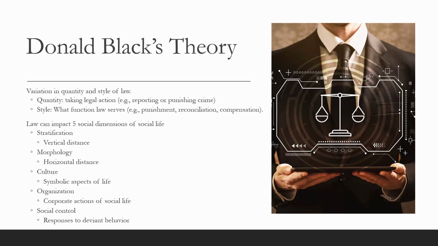A fourth dimension was organization. And so what Black means by this is that if offenders are more organized than their victims, then there would be less law used to address any victimization. So this means sort of like formal organization, like a corporation or a business or a government group or a militia group. Less law would be used against them.